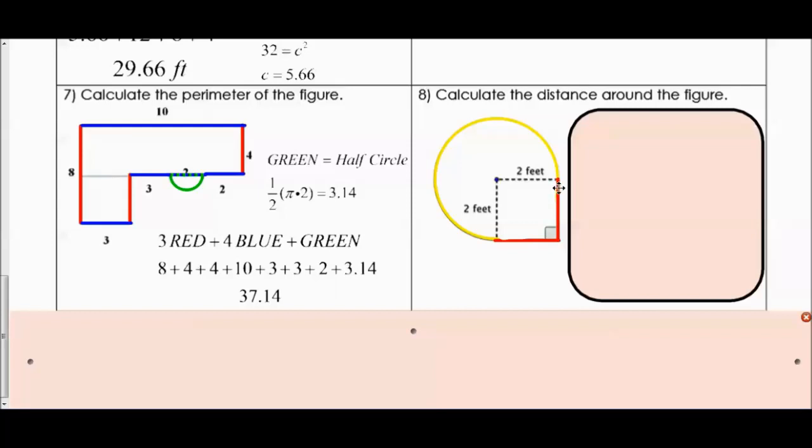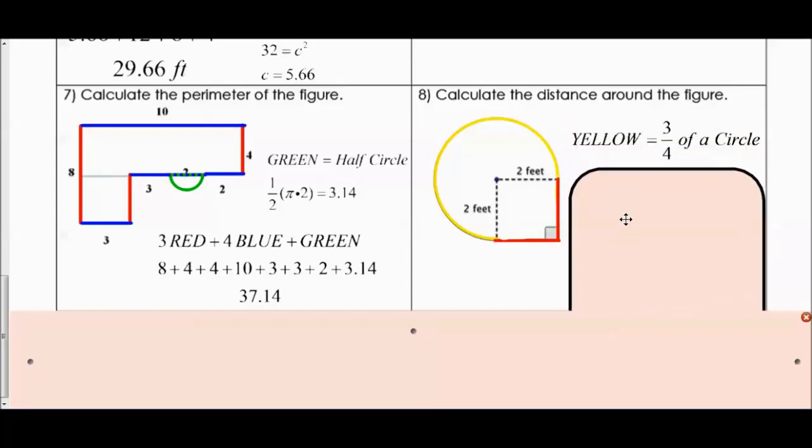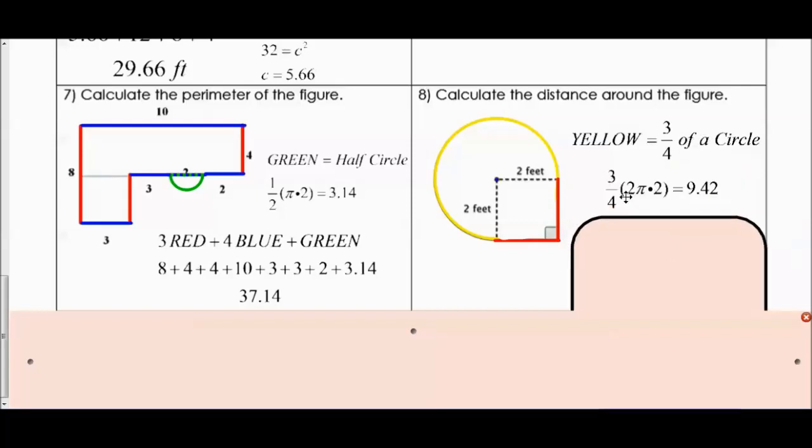Number 8 kind of has a weird shape here. It almost looks like it's half a circle, but really this yellow portion of a circle gets 3/4 of the way around. It's 3/4 of a circle. So we're going to use 3/4 of the circle. It's the exact same kind of idea as 1/2 of a circle. Anytime you see that word of, it really means you're multiplying that fraction times that amount. So we're going to use 3/4 times the circumference of the circle.